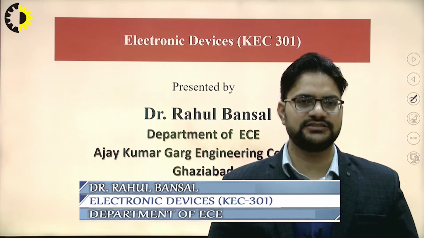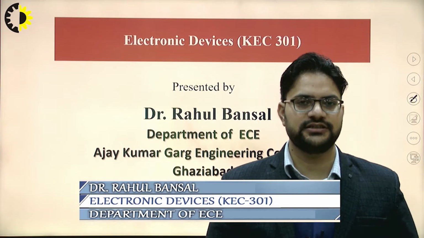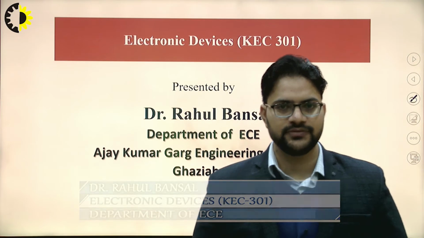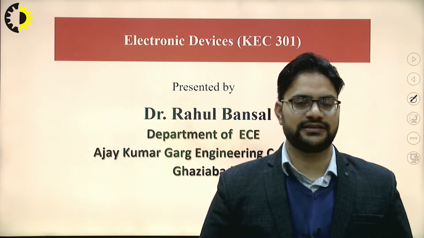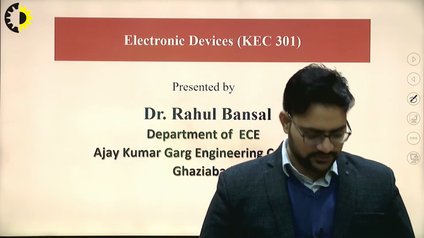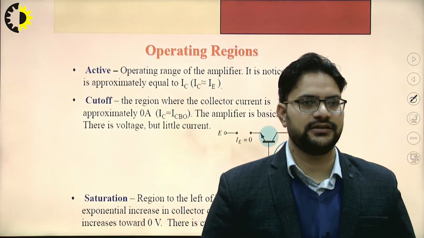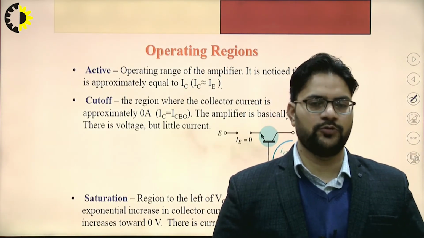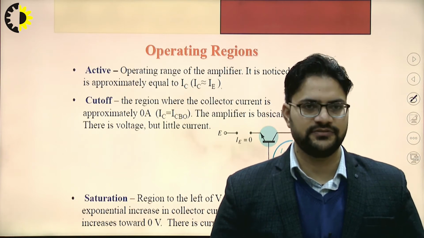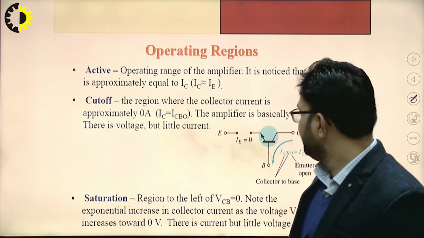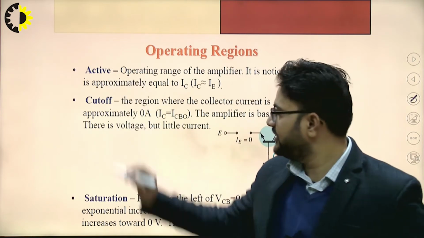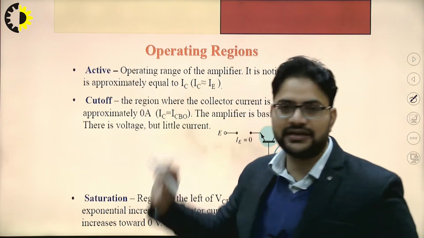So this one is the next video lecture for the electronic devices KC 301. In this video lecture, we will be discussing the BJT common base characteristics, right? Before that, we must know about the different operating regions. In the previous video lecture, we discussed the active region.